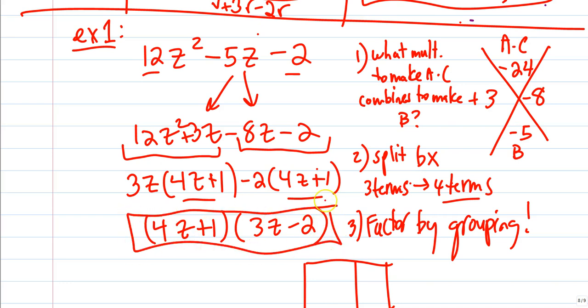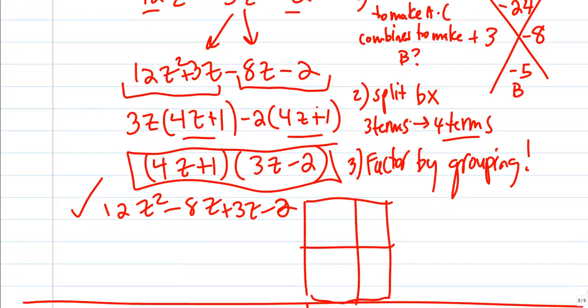Is it right? You can always check it. 4 times 3, 12z squared. 4 times negative 2 would be minus 8z, plus 3z, minus 2. And if you put all that together, you get what we started with.